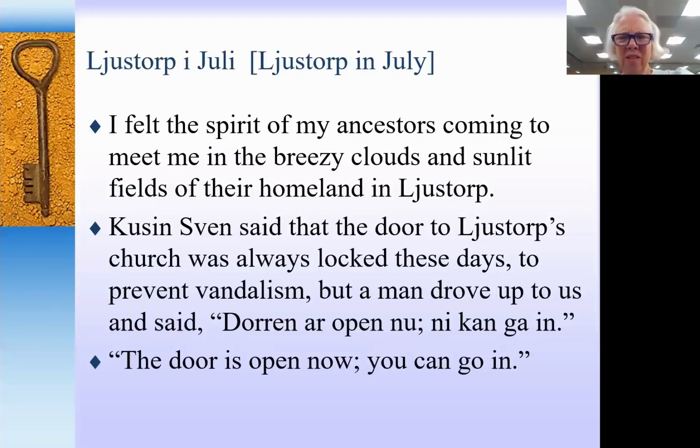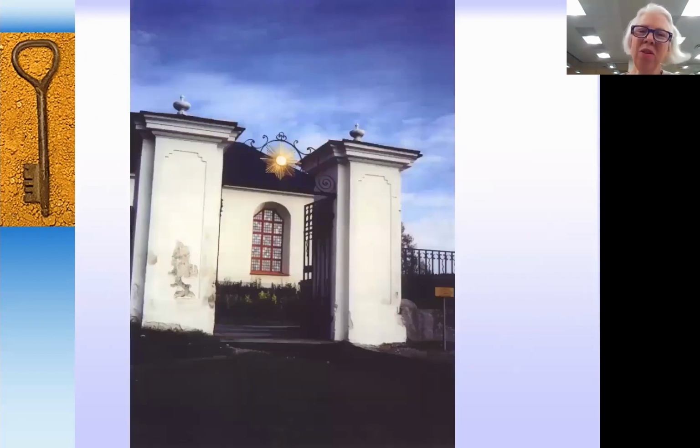And cousin Sven said that the door to Ljustorp's church was always locked these days to prevent vandalism. But then a man drove up to us and said, "Dörren är öppen nu." I forgot to put the right marks over the verbs. "Dörren är öppen nu, nu kan gå in," which means the door's open now, you can go in. So unexpectedly, we got to go in the church.